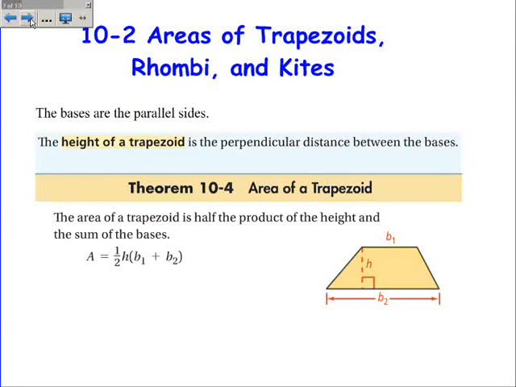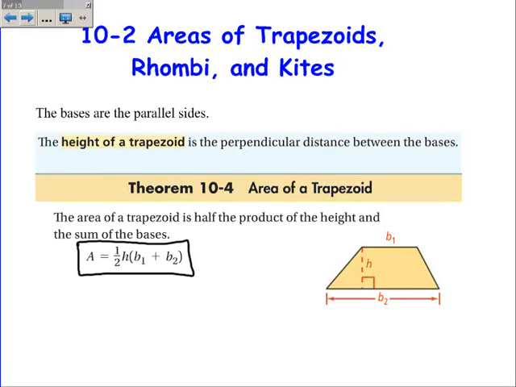Okay, 10-2 begins with trapezoids. Again, remember that the bases are the two parallel sides, and the height of the trapezoid is perpendicular to the bases. Okay, the textbook uses this equation. The area is 1/2 the height times the sum of the bases, which may be easier to compute. But the way I think of it is I think of it as the average of the bases.